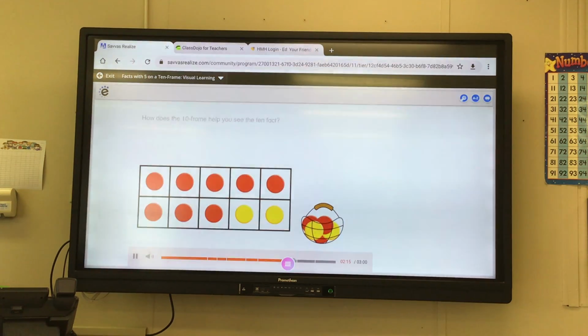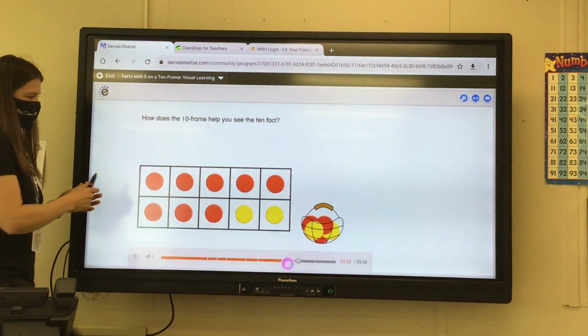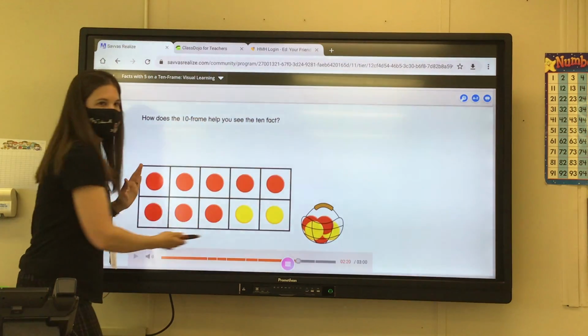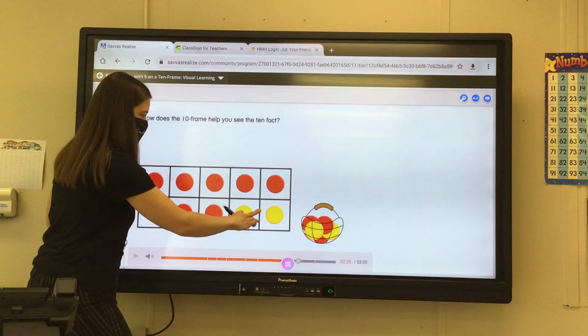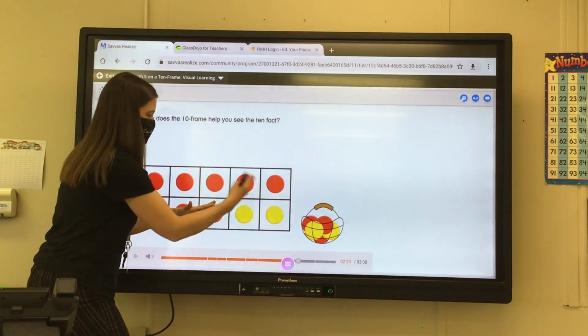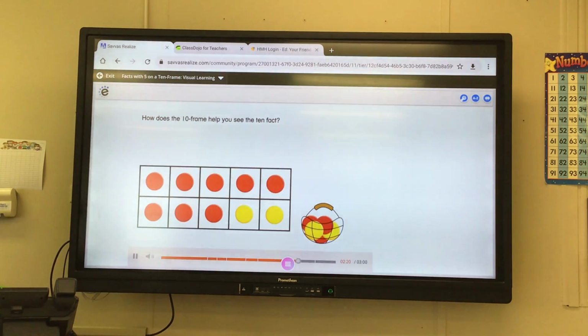How does the 10 frame help you see the 10 fact? When a 10 frame's full, how many are there? 10. So when 2 were missing, you knew there were 8 plus 2 equals 10. It breaks the number up to show how many more make 10. 8 plus 2 more is 10.